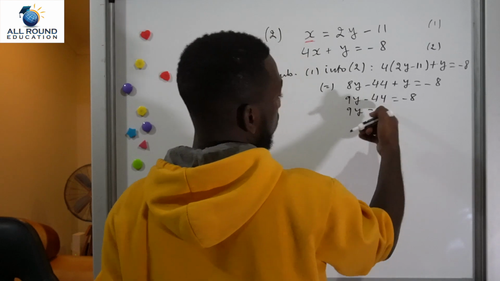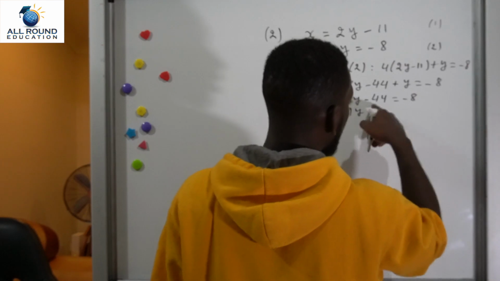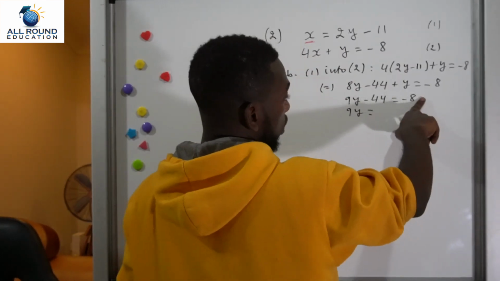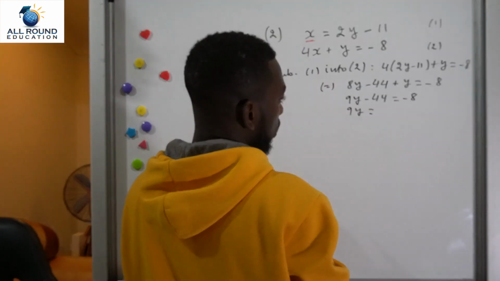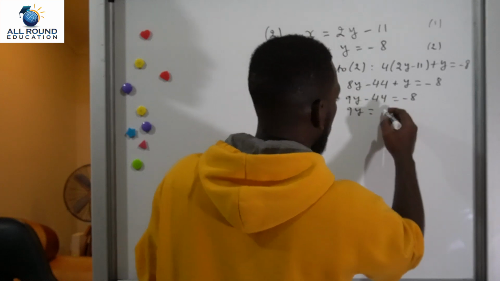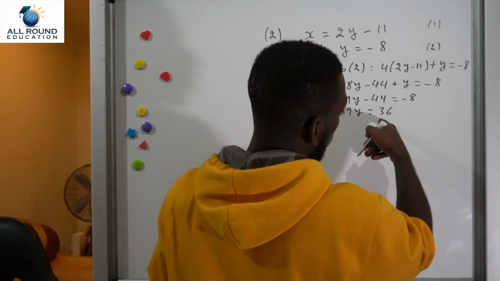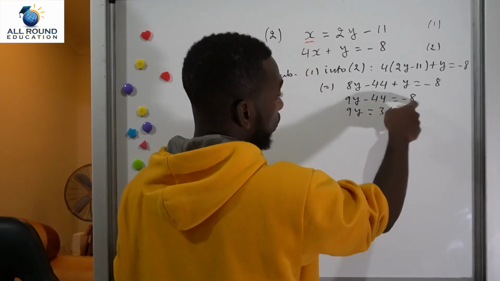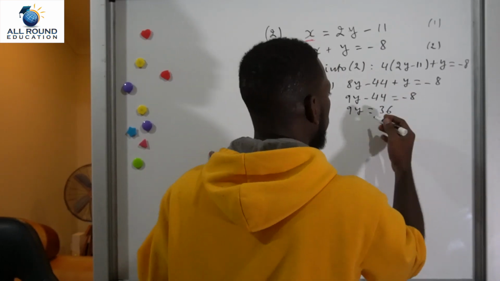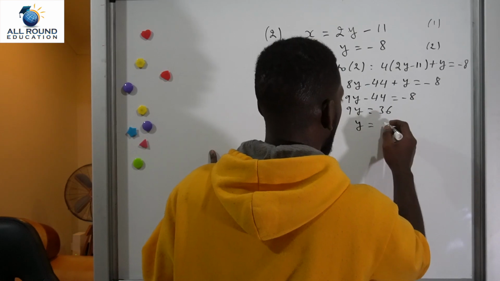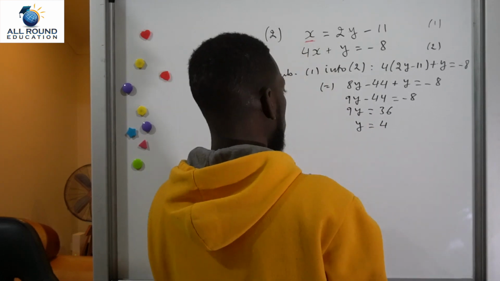9y, then we add 44 on both sides. Here you get 0, but when you add the 44 on this side, you get 36, right? So you get 36 on that side, because you have negative 8 plus positive 44, which should give you positive 36. Therefore y equals 4, right? Because you're dividing by 9 on both sides.